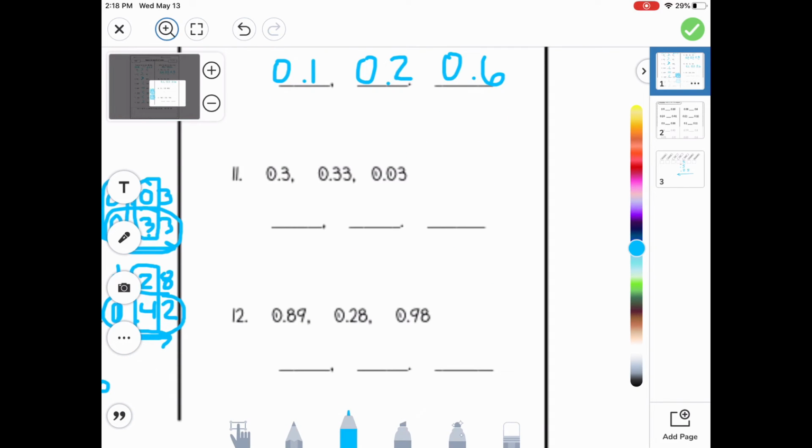Question number 3. This is one of those tricky ones. The smallest number that I have listed here has a 0 in the tenths place, so 0.03 or 3 hundredths. Then the next smallest number would be 0.3 because it has 3 tenths, but technically it has no hundredths. And then the largest would be 0.33 because it has 3 tenths and 3 hundredths.